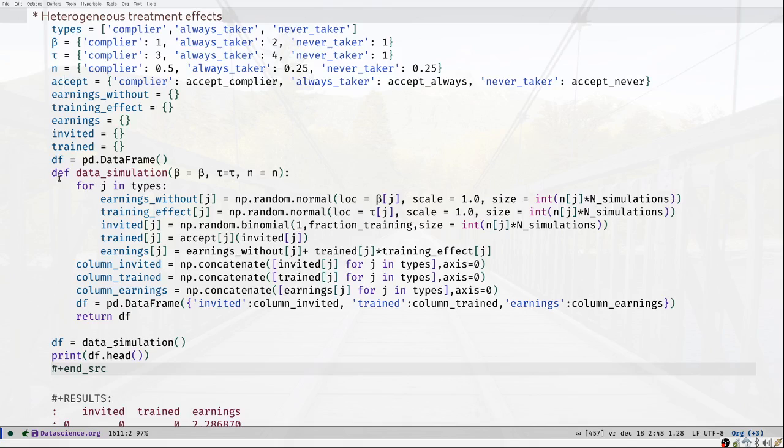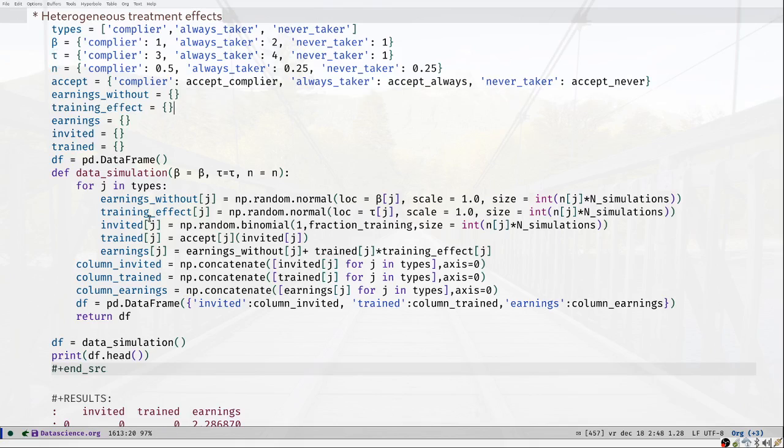So we're going to generate our data by calling this function data simulation. Here later on we call this function data simulation, and this function returns a data frame. So we say our data frame is equal to the data frame generated by data simulation. We have no arguments here because the way we define the functions, we already give default values. So if you don't give any arguments when we call the function, beta is going to be equal to beta, which is this dictionary beta over here. Tau is going to be equal to tau, which is the dictionary over here. And n is going to be n, which is the dictionary over here.